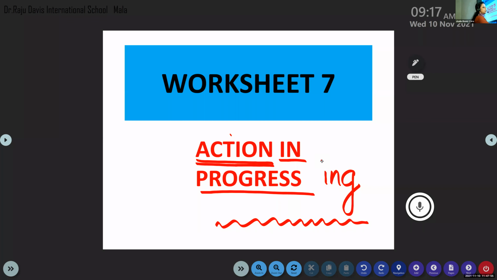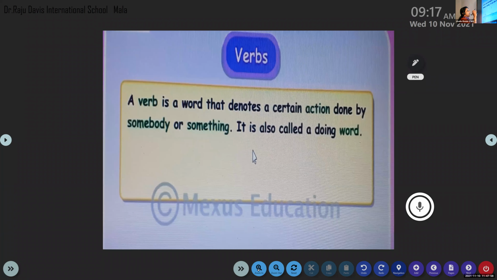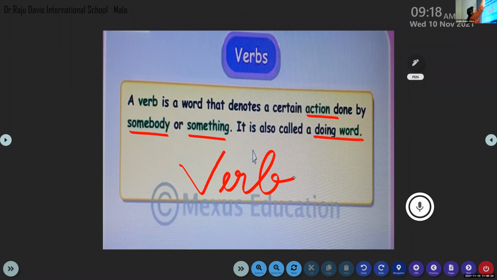Now let's move on. All of you please look at it. Now let's learn what an action word is. An action word is a word for something done by someone or somebody, or by a thing. So it is also called a doing word. These action words or doing words are also called verbs. Action is being done by somebody or something.